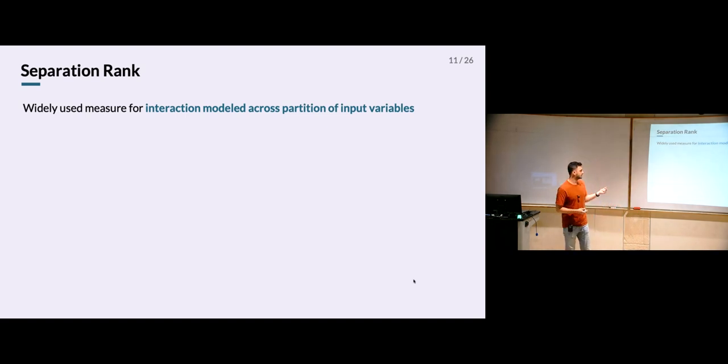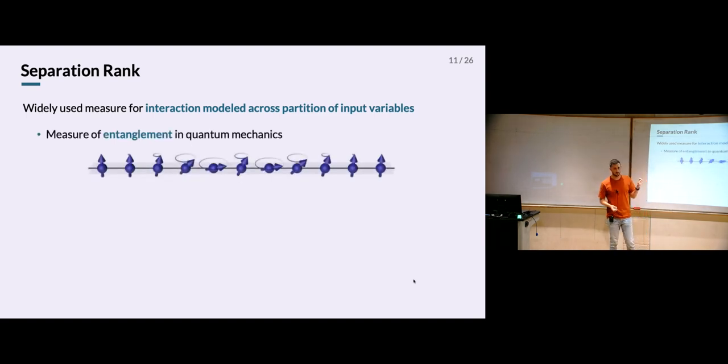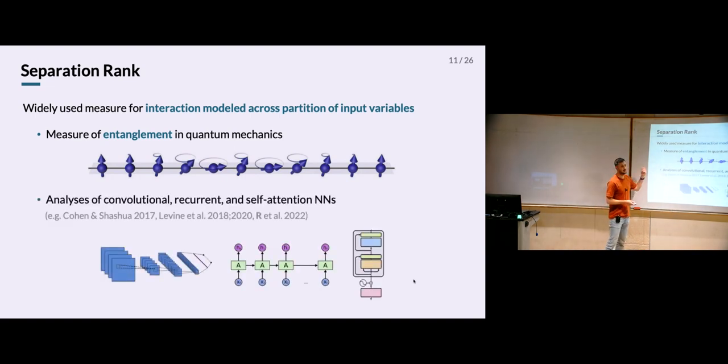Okay, so it's called separation rank. And I'll briefly mention that this is something that's been widely used for measuring the interaction that a function models across a partition of its input variables. Specifically, in quantum mechanics, this is a measure of entanglement between partitions, between particles, in a many-body system. So we have a subset of particles, and the separation rank measures the strength of interaction between these particles and the rest. This measure was also used for analyzing other types of neural networks, whether convolutional, recurrent, or self-attention networks. And we're going to use it to analyze GNNs.